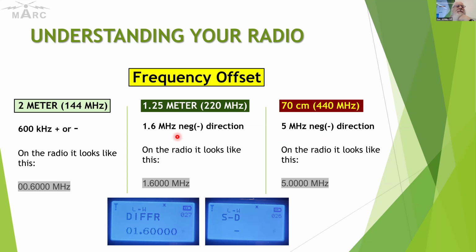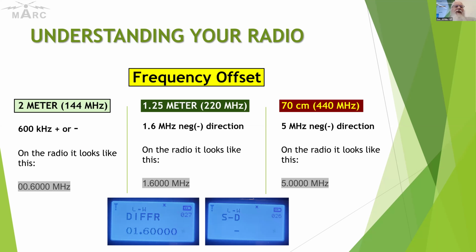1.6 subtract, 5 megahertz subtract, 600 kilohertz can be plus or minus, and you have to take a look at the actual frequency because it'll tell you if it's a plus or minus. Why they did that, I'm sure there's a reason, but we don't have to know in this class. Just know that you have to verify that it's either plus or minus. Because if you program it to do a negative offset and it's expecting a positive offset, you'll never talk to it.